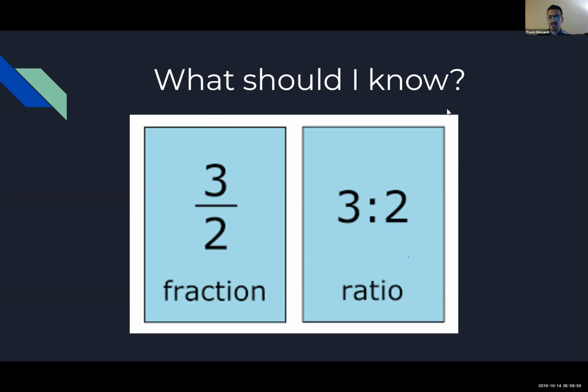If I were to increase that fraction by 2 and I multiply by 2, I have to multiply the numerator and the denominator by 2. The ratio, same thing. If I were to change it, I need to change both numbers by the same amount. They both have a relationship in that sense, that they both change by whatever operation I'm using by the same number. So again, we know what a fraction looks like and we know what a ratio looks like.